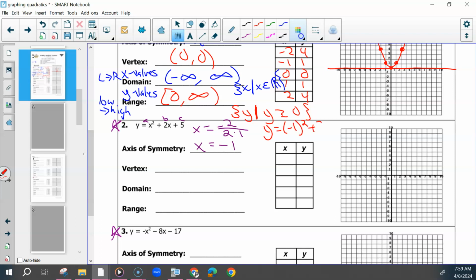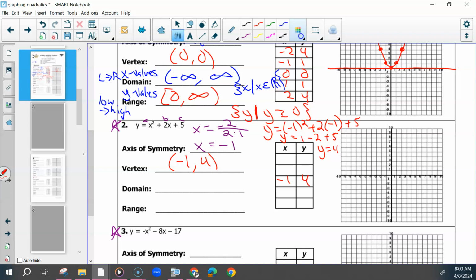Make sure you're using parentheses. What would our y value be? That is a 1. It looks like a 7. Positive 4. So then our vertex would be negative 1, 4. Put that in the middle.